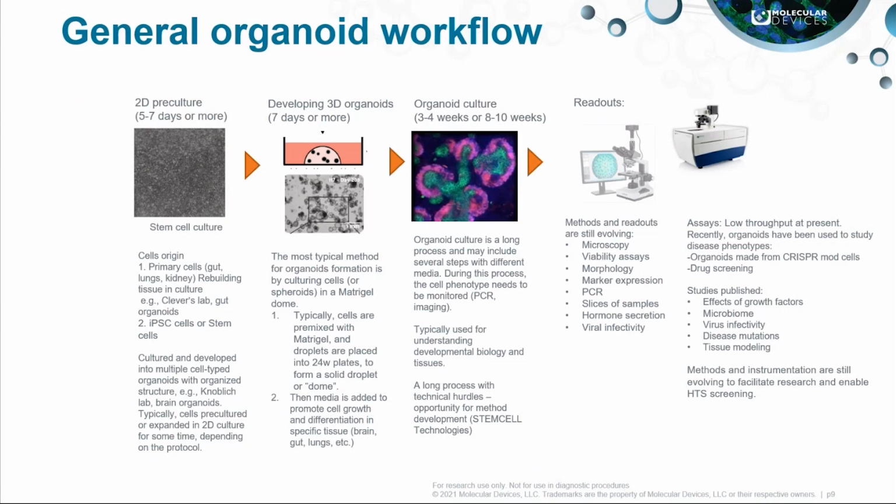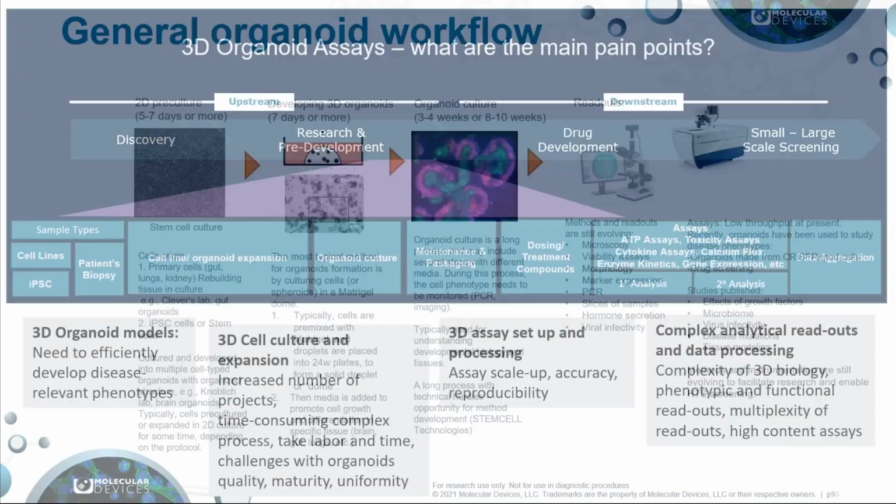They form a dome. Then they differentiate, they need to be passaged, they need to be processed, and this long process provides multiple technical hurdles, especially for automation and scale up. But they also provide opportunity for method development for technology developing companies. So methods and instrumentation are still evolving to facilitate research and also enable high throughput screening.